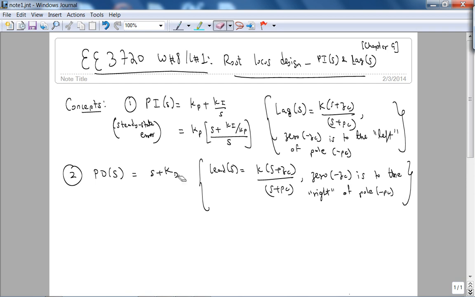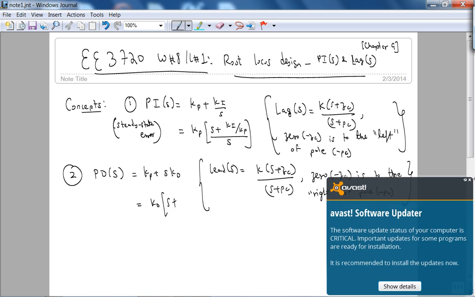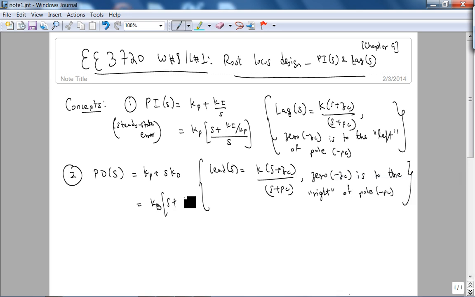To be consistent with what I've just written, let's do this as S plus ZC. This is the PD controller, the ideal proportional derivative, and this is the lead compensator. To be even more consistent, this can be called KP plus S KD. There you go, that's what I was looking for. And then if you factor out a KD, you get S plus KP over KD.